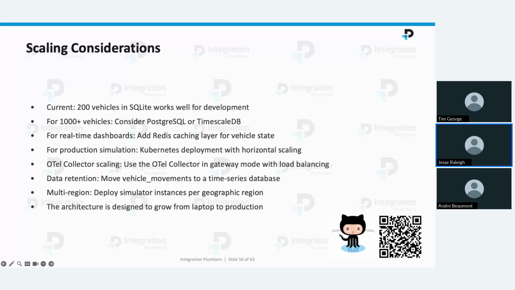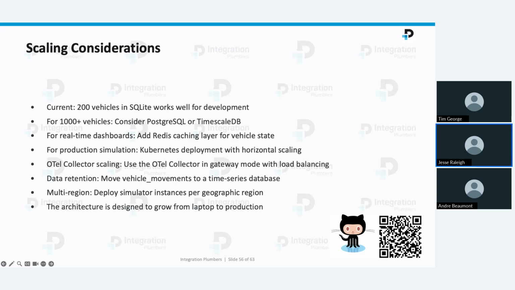For Sparkplug Motor's current fleet of 200 vehicles, SQLite performs well. But if you're looking at scale to 1,000 or more vehicles, you'd want to consider Postgres or TimescaleDB for the persistence layer. Adding a Redis caching layer for vehicle state would support real-time dashboard rendering at scale and decouple some of your concerns. For a production simulation environment deployment, Kubernetes gives you horizontal scaling.